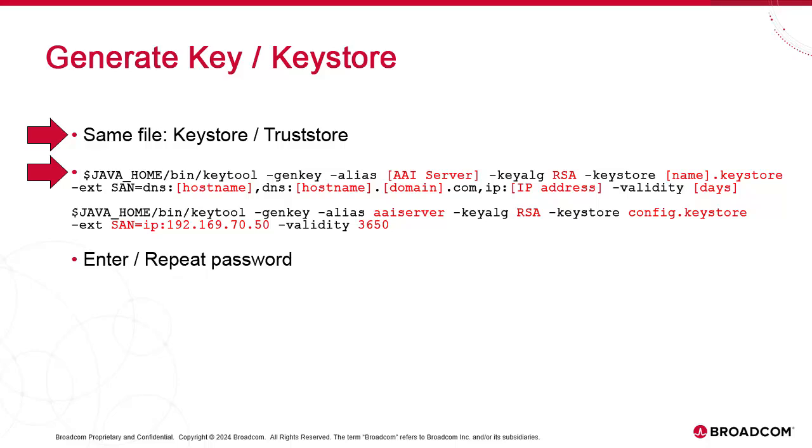-ext indicates the fully qualified domain name, DNS hostname, domain, and IP address. Since we're working on a local system with no domain, just the hostname or IP address will do. Finally, -validity to specify a number of days. We'll use 10 years. We'll be prompted for a password twice.